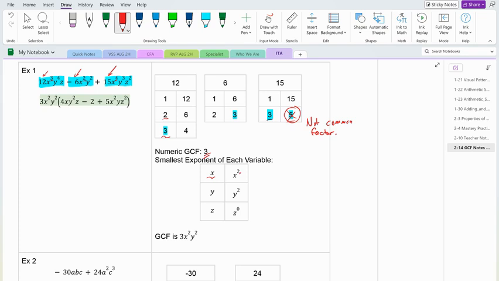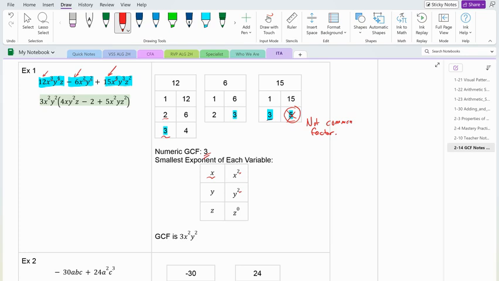For the term with the y's, we look at the terms. We've got 4, y squared. 2 is less than 4. So far it's going to be 2. And then y cubed. 2 is less than 3, so it's going to be y squared. The smallest exponent of y is 2.